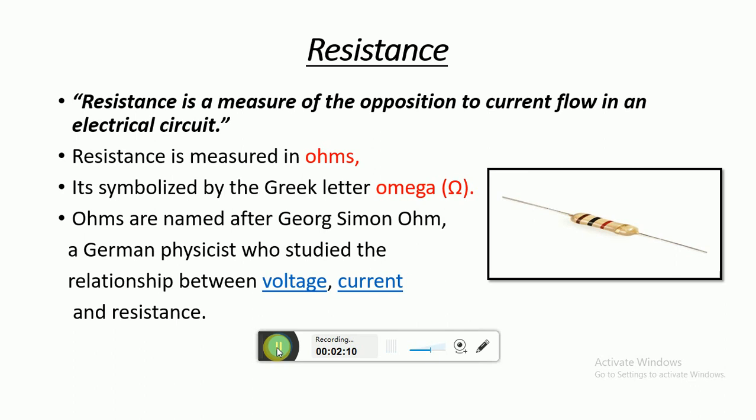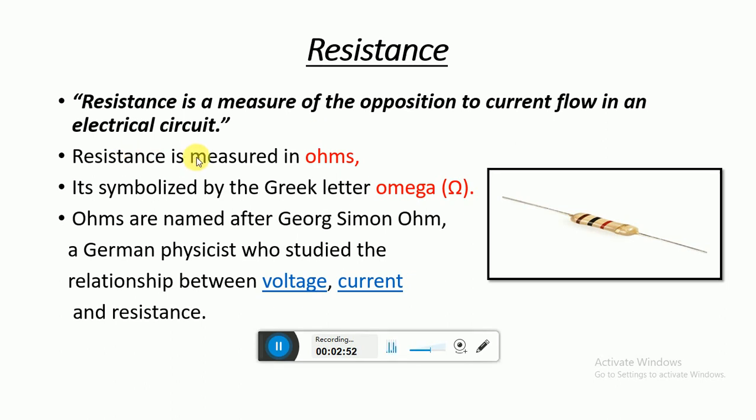But in a different case, let's suppose you are in some area like Salala, which is a public place, and there would be huge traffic. You can't move smoothly, you can't move fast, you feel some opposition, so it's not easy to drive fast there. That area opposes your motion. Exactly like that, resistance is the opposition to the flow of electric current.